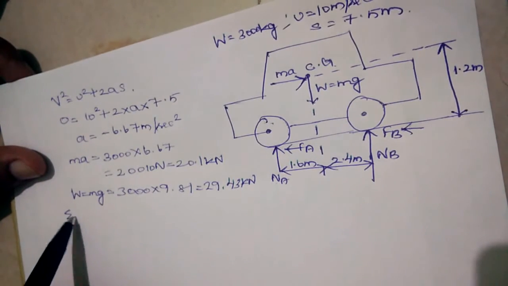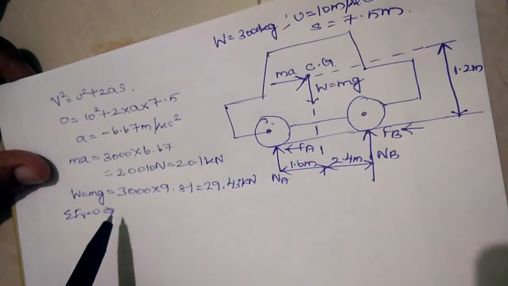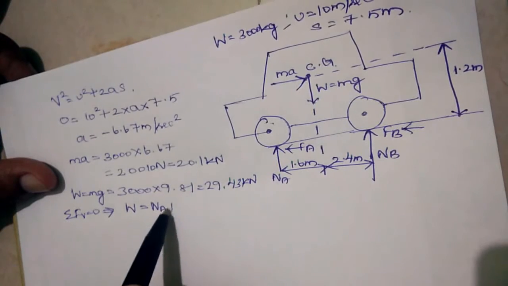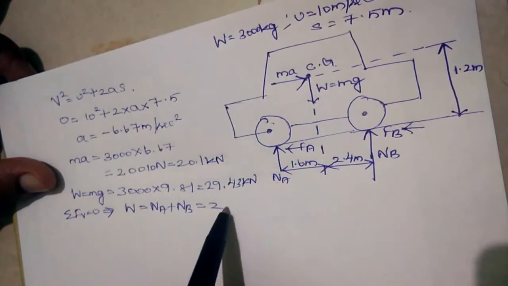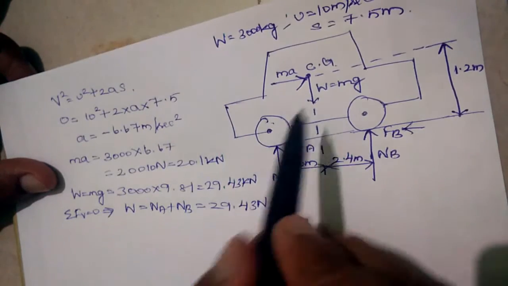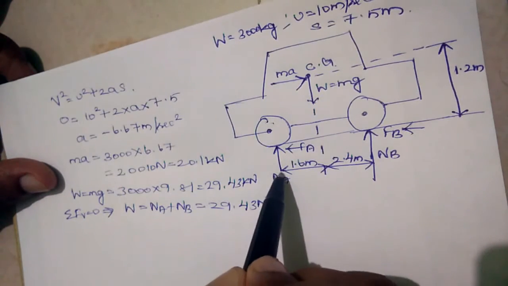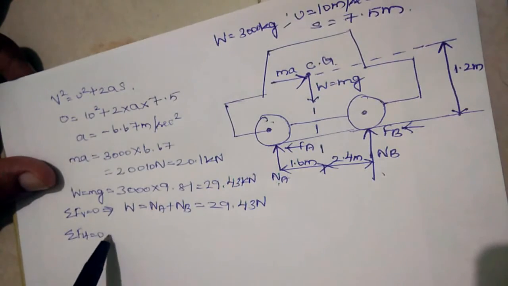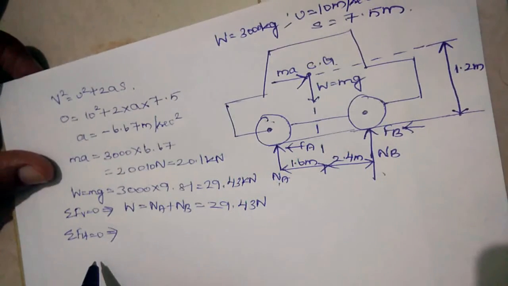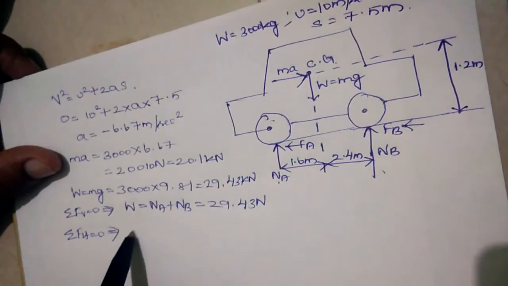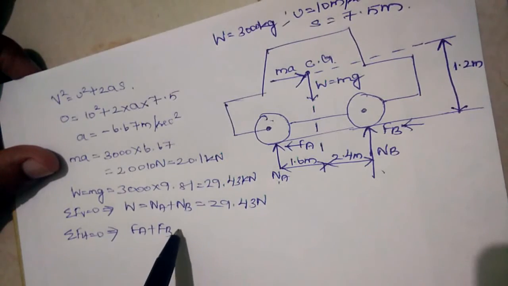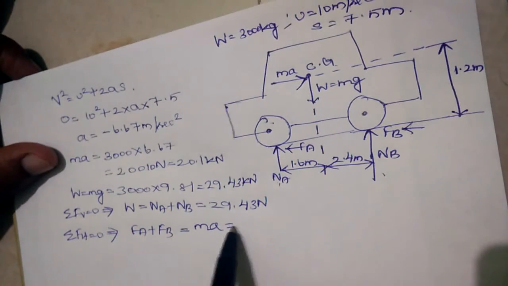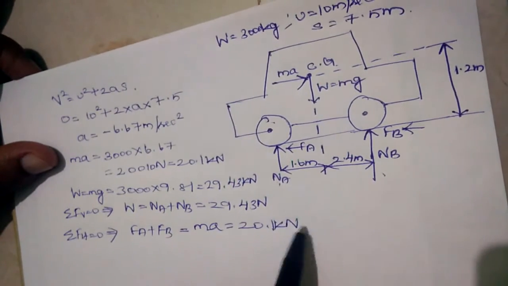Now summing vertical force is equal to 0 implies W is equal to NA plus NB is equal to 29.43 kilonewton. Equating the vertical force, W acts downwards, and NA and NB act vertically upwards. Summing the horizontal force component is equal to 0 implies FA and FB act towards left, FA plus FB is equal to inertia force acting towards right, MA is equal to 20.1 kilonewton.